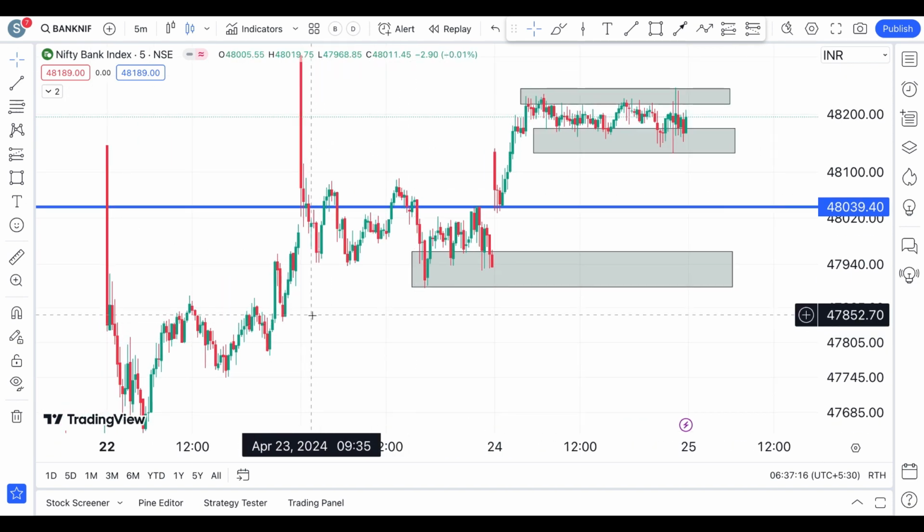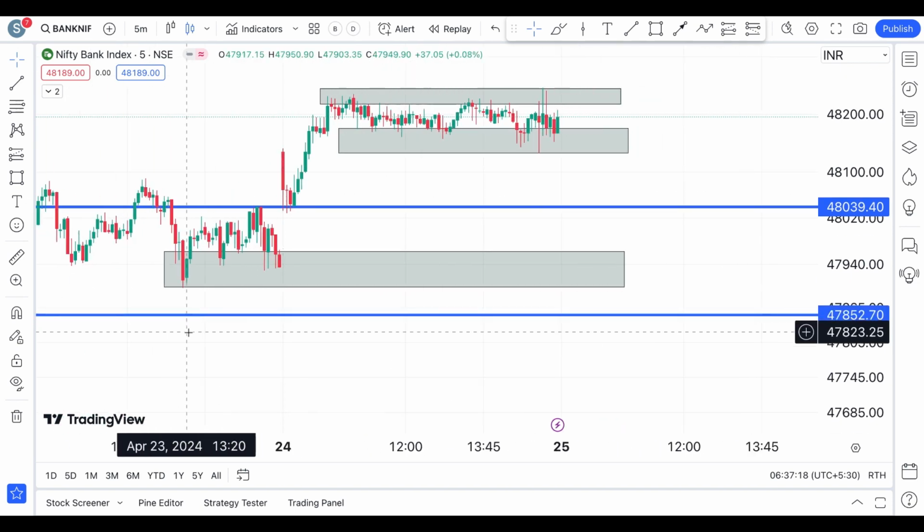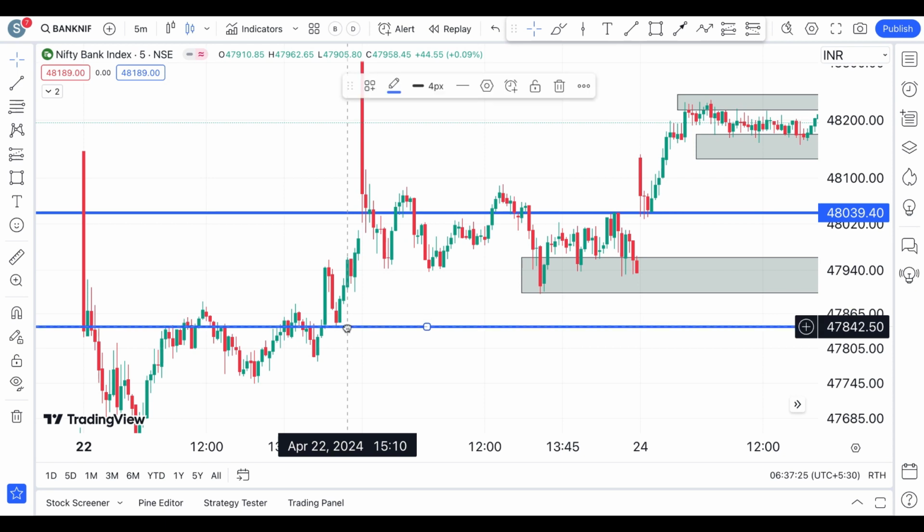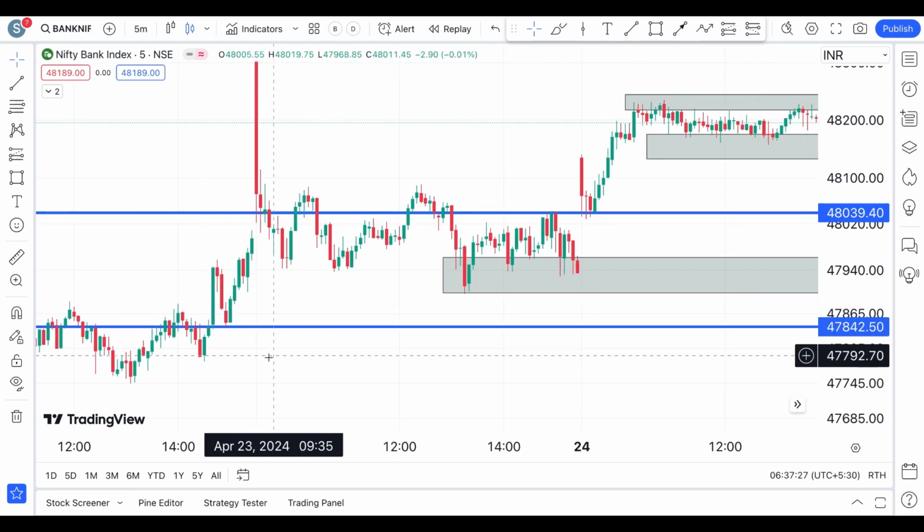But beneath that, let's go towards the downside. We're looking at this level, which is a bullish engulfing pattern, and the bottom of that is definitely going to act as a support area.